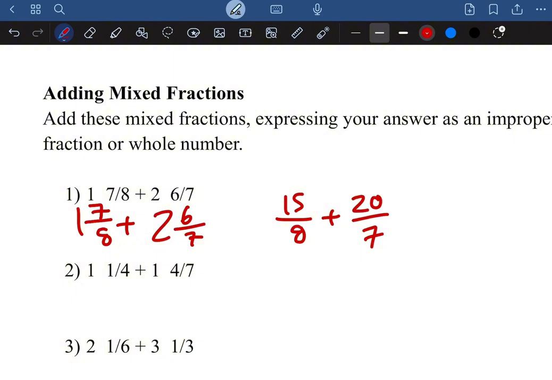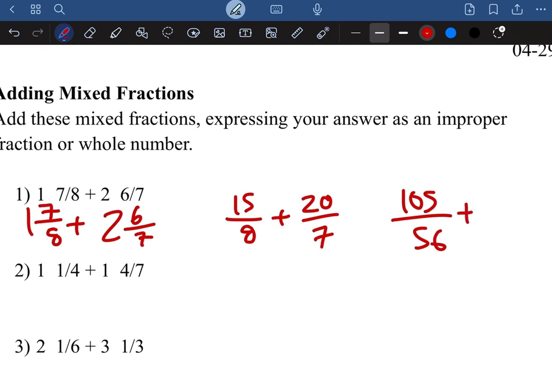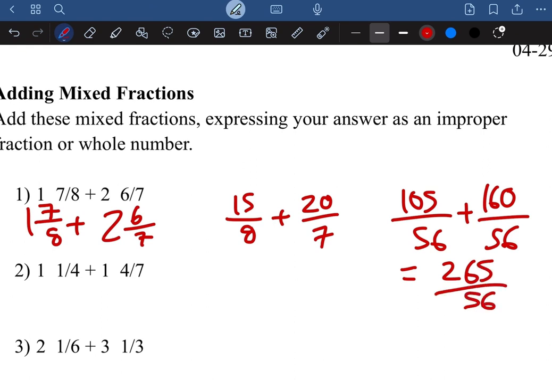Next, we need to find a common denominator. In this case, it's going to be 56. So in order to get a common denominator of 56 for both fractions, we're going to multiply the top and bottom of the first one by 7. 7 times 15 is 105 over 56. And for 20 over 7, we have to multiply the top and bottom by 8. So 8 times 20 is 160 over 56. 105 plus 160 is 265 over 56. And that will be your answer for number 1.